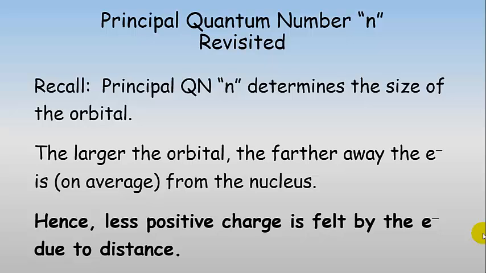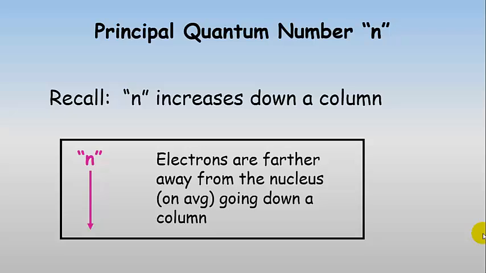Now the other thing to remember when we talk about periodic trends is the principal quantum number n. Remember that this quantum number determines the size of the orbital. So the larger the orbital, the farther away on average those outermost electrons are from the nucleus, and so less positive charge is felt by the electron, simply due to distance. So n, the size of the orbitals, increases as we go down a column.